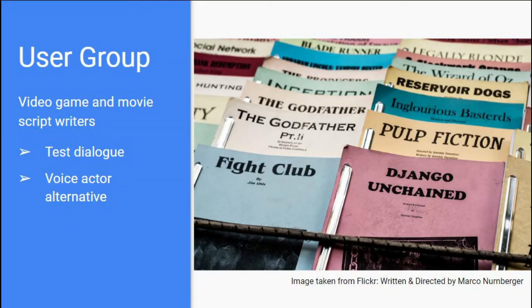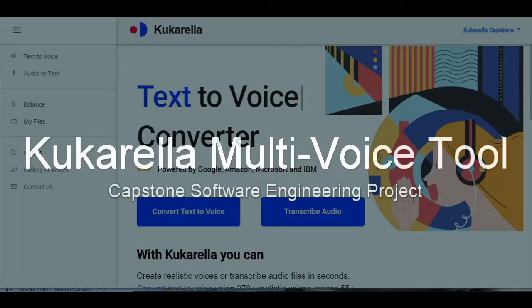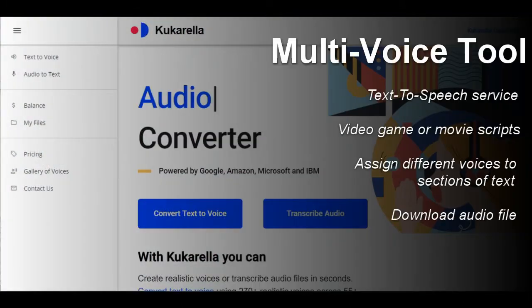There is one user group for the multi-voice tool. This user group includes video game and movie or TV script writers who want to convert their text script into audio with different characters speaking in different voices. A writer can test out how their dialogue for a TV script will sound instead of having to hire voice actors.